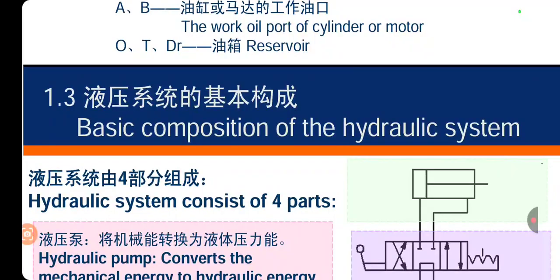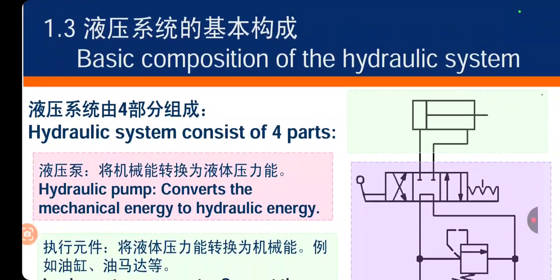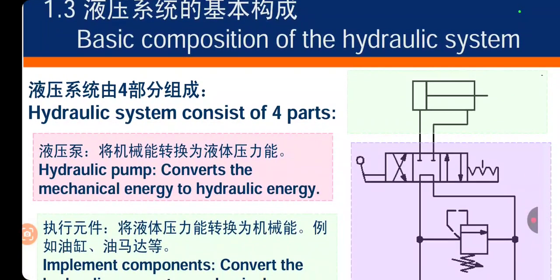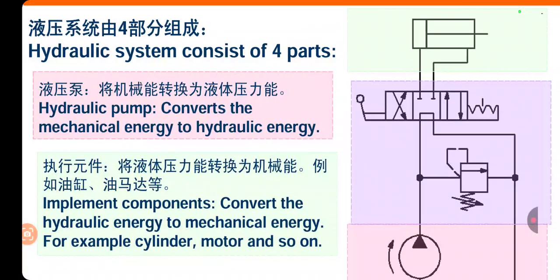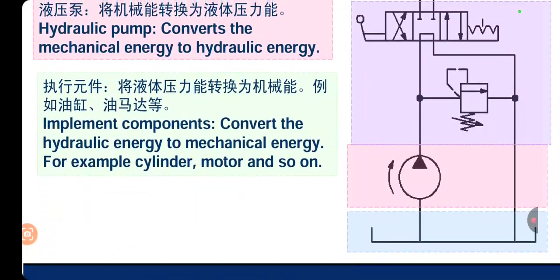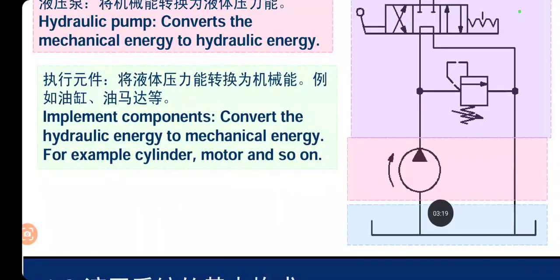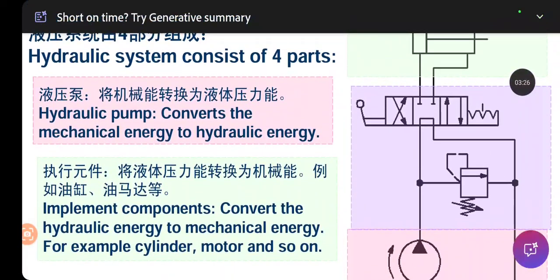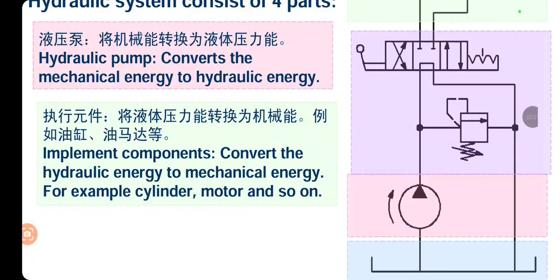Okay, and let's come to the basic composition of the hydraulic system. A hydraulic system consists of four parts. Obviously, we know that there are four major components in a hydraulic system. The first one is the hydraulic tank, which is this. This is the pump. This is the relief valve. This is the control valve, and last we have the actuator. So this is the most basic hydraulic system circuit which you can see on the screen.